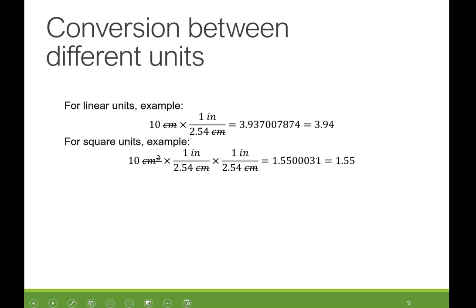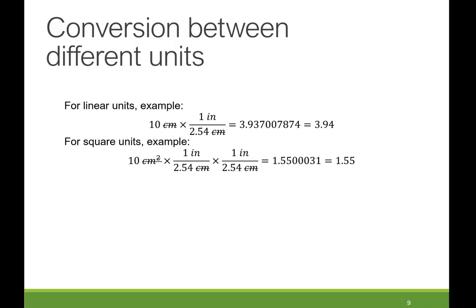So the key is if you have a derived unit, like you have 10 centimeters squared, you need one conversion factor to cancel one of the centimeters, and then you need a second conversion factor to cancel the other centimeter to leave you with inches squared, right? Because you have inches times inches on top to get into inches squared.